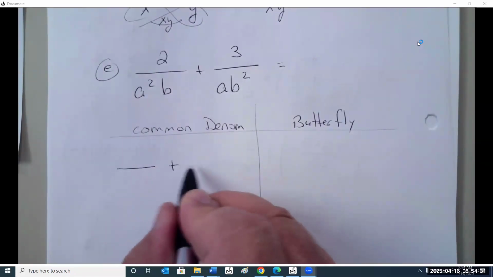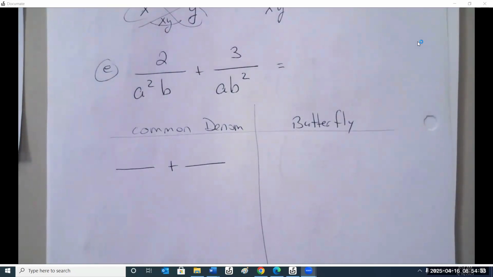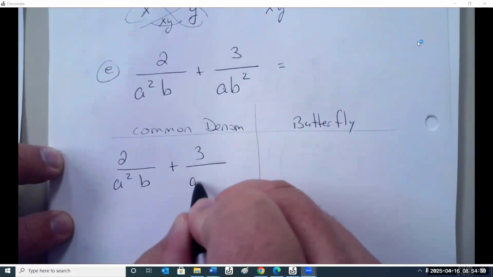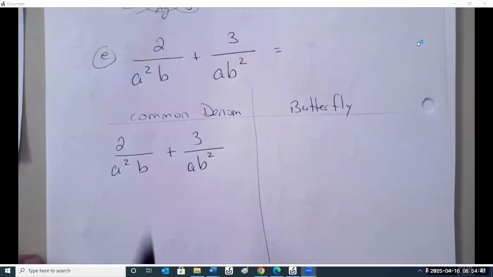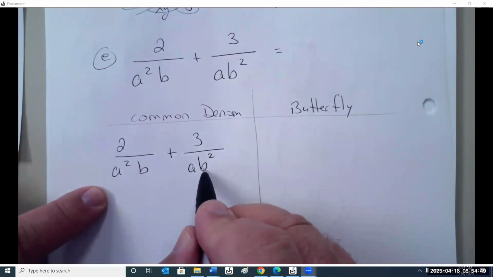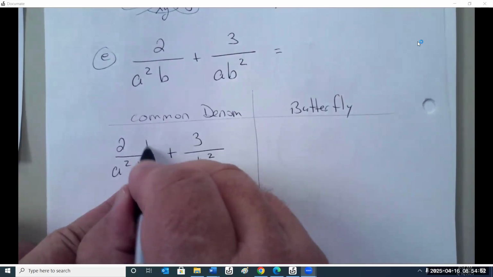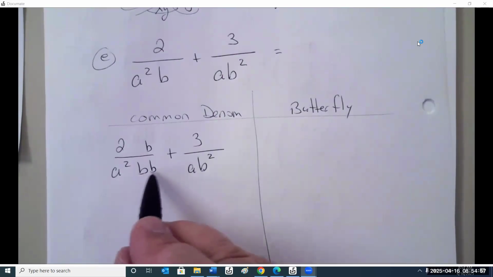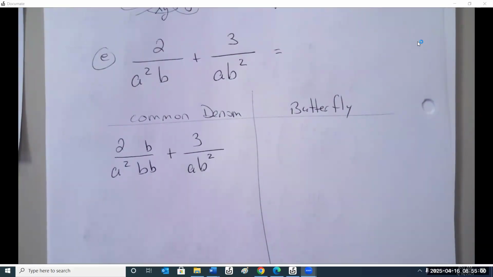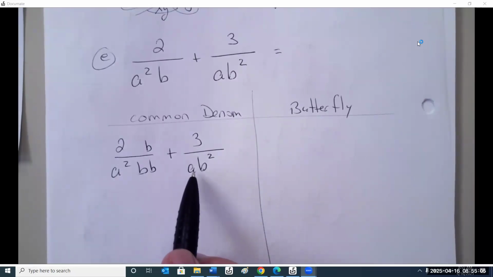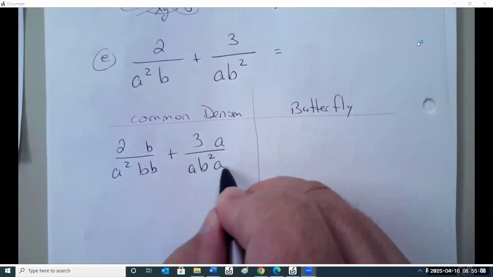If we were going to get a common denominator, what does this side need that this one has? Yeah, this one has 2 b's. This one only has 1 b. So what does it need? It needs 1 more b, because now that's b squared. But this one's a squared, b squared. This is only an a. So what does this one need? It needs another a.